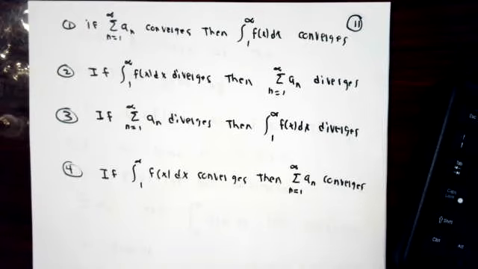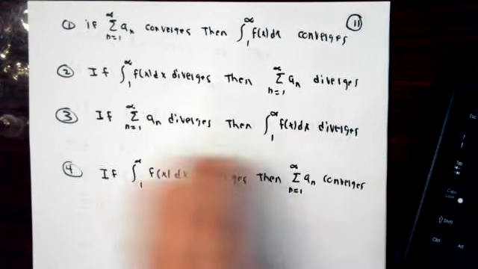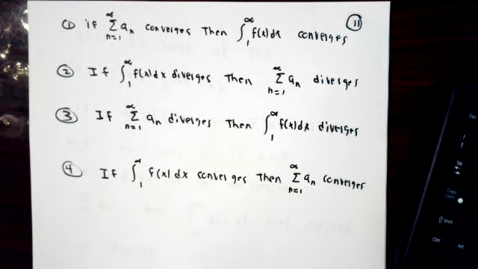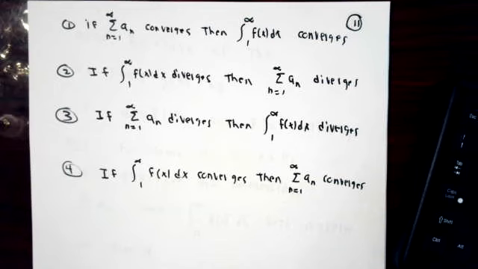And the logical contrapositive of statement number 3 is, if this isn't true, then that isn't true. If it's not true that the integral diverges, that is to say, if the integral converges, then it's not true that the infinite series diverges, that is to say, the infinite series converges. If the integral converges, then the infinite series converges. And this proves what we were saying.